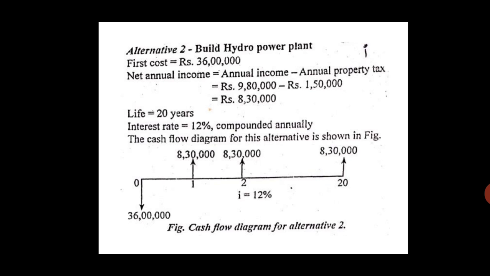So the cash flow diagram, you can see here, from 0 to 20 years we have to put. First, the investment P is 36 lakhs. We have shown it as an arrow down. And for the rest, every year from 1 to 20 we are getting 8,30,000 rupees annually, and the interest rate is 12%.